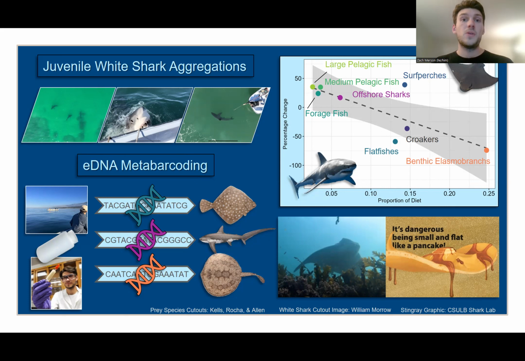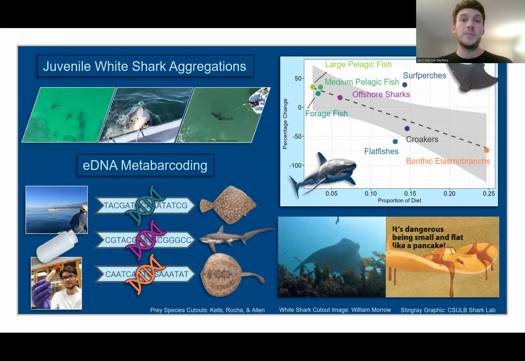What we found was that the more a prey group contributed to the juvenile white shark diet, the greater the decrease in that group from a non-aggregation site to an aggregation site. For example, benthic elasmobranchs make up about a quarter of the juvenile white shark diet. That is the most targeted prey group, and it decreased by 75% at aggregation sites compared to non-aggregation sites.